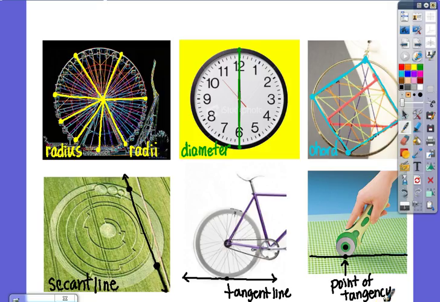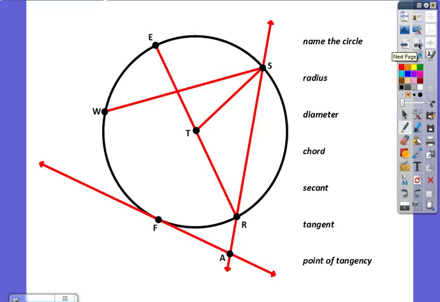I don't know if that helped, but it kind of gave you a visual of some real life places that you'll see these things. And this last one is kind of like what your homework will look like. It's a big old circle with a bunch of segments and points and whatnot. And you just need to be able to name each of these pieces.